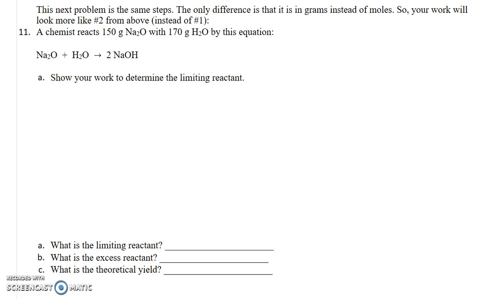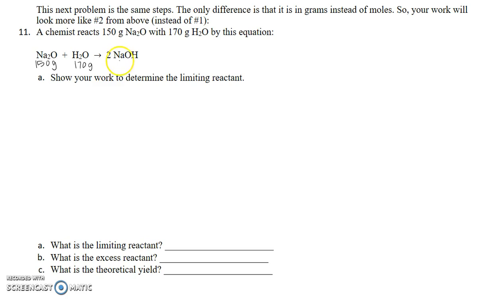A chemist reacts 150 grams of Na2O with 170 grams of H2O by this equation. Na2O plus H2O yields 2 NaOH. First things first, let's identify underneath our equation what we have of each thing. So we have 150 grams of Na2O and 170 grams of H2O, or water.